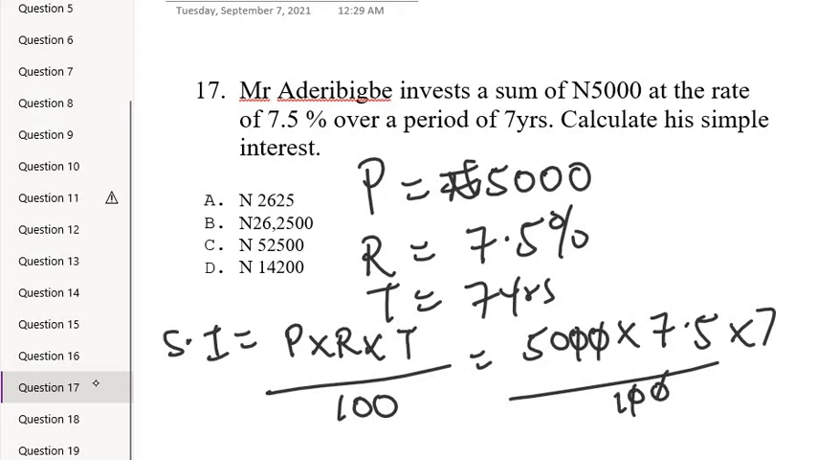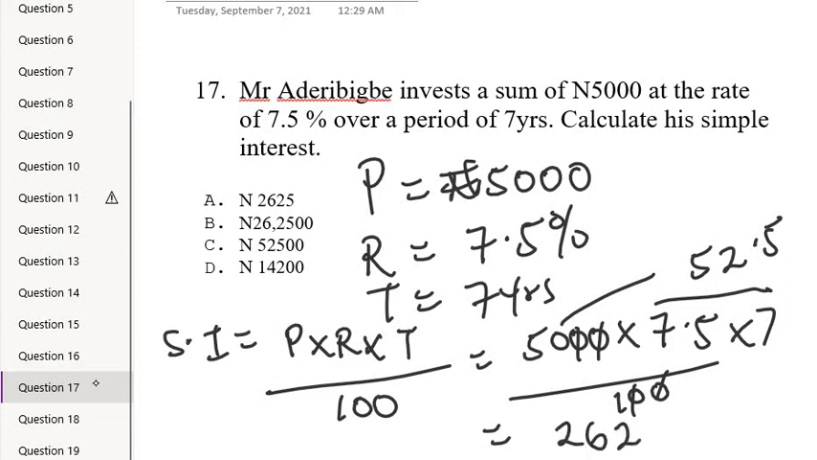Okay, so 7.5 times 7 will give me 52.5. Now 52.5 times 50 will give me my answer, which will be 2,625.0. So the right answer is A, 2,625.